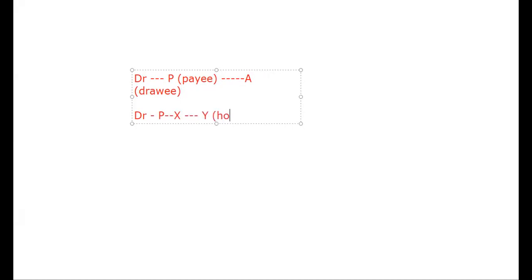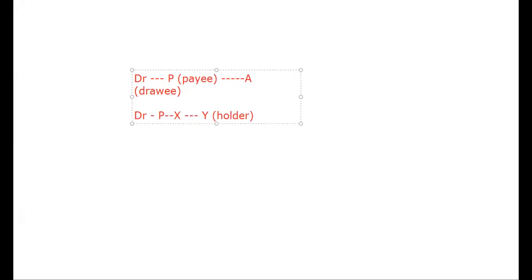Now, tingnan natin ito. So take for example the following. Drawer, with P as the payee. Okay. Payee yan. And A as the drawee. So what happened? Drawer issued that to P, and then P to X, X to Y. Y is the present holder of our instrument.